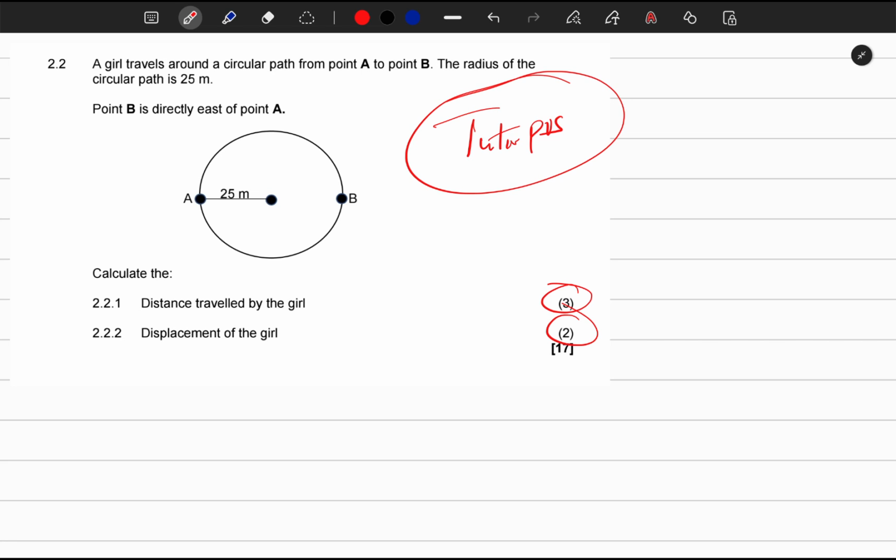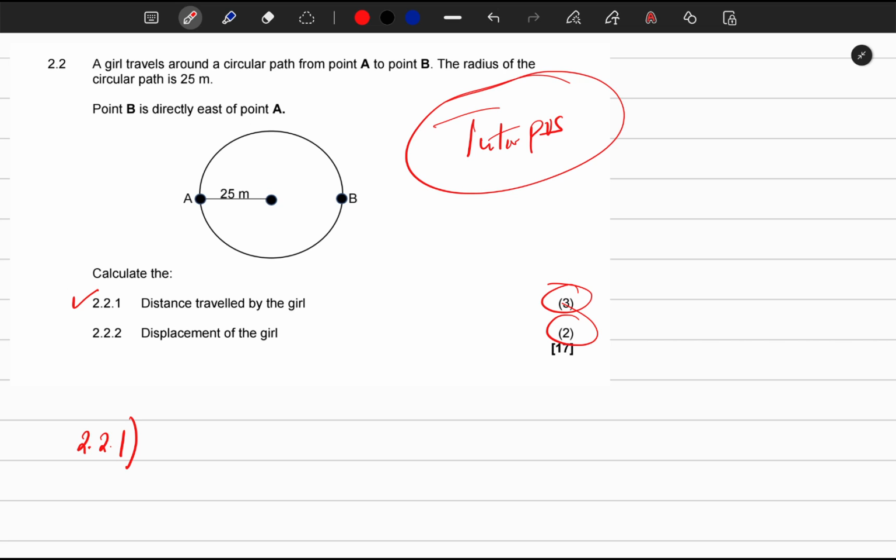Distance is the total length that someone covers. But displacement is the distance covered in a specified direction. That means with the distance, there's no need of direction. We're looking for the total length. So answering the first part, 2.21, it's covered distance, just the total length.